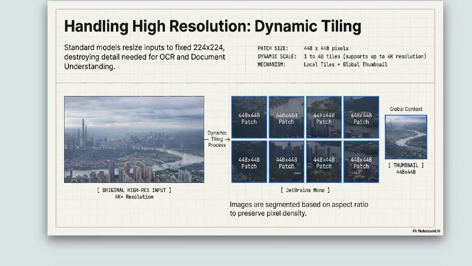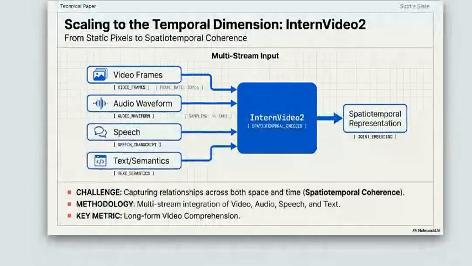They use dynamic tiling. It sounds like they're cutting the image up. Correct. Instead of squashing the image, they cut it into high-res tiles, each 448 by 448 pixels. And it's dynamic. It can use anywhere from one tile for a simple icon up to 40 tiles for a complex, high-res document. So it scans the image like a human reading a page. Top left, top right, scroll down. Essentially. It feeds these tiles in as a sequence.